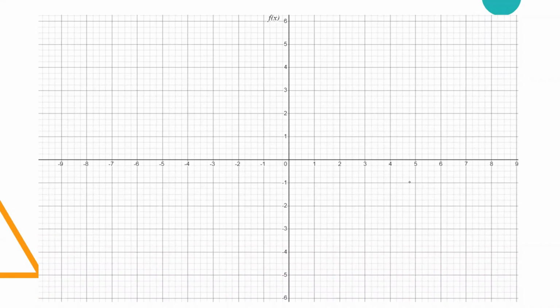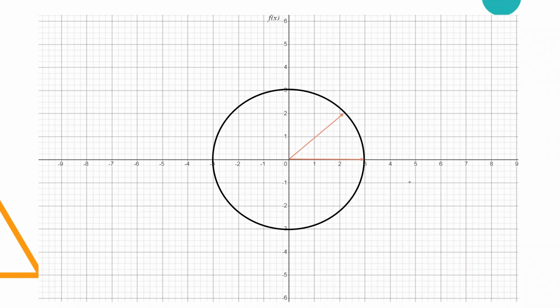Let us consider a coordinate plane and draw a circle. Let's draw a radius and start to move it. So we can stop anywhere. And let's draw a line from the radius down to the x-axis. It will be a right angle triangle. So the radius is the hypotenuse, the base is the adjacent side, and the height is the opposite side.